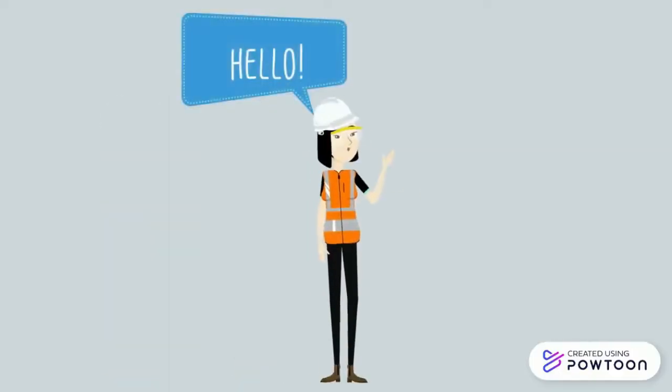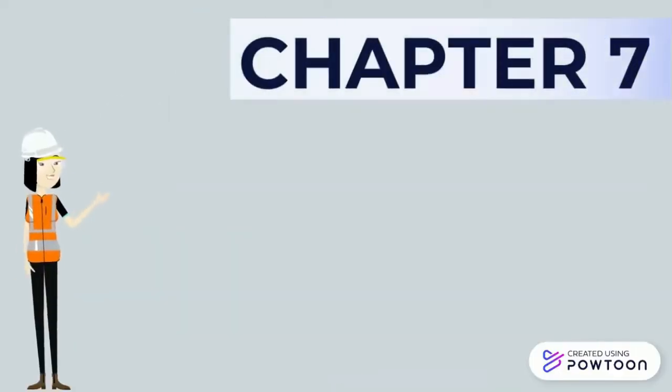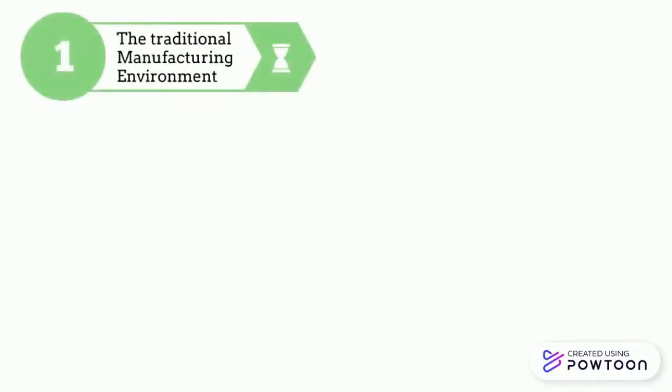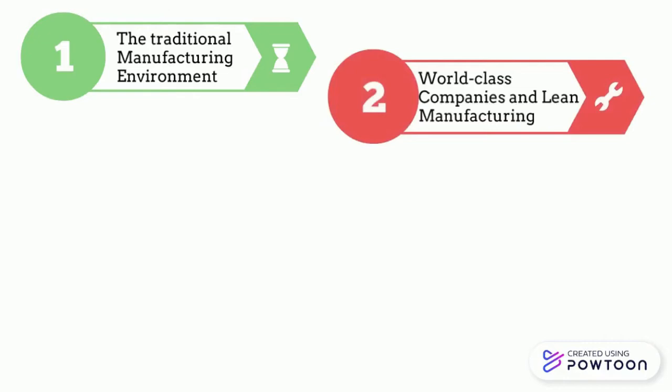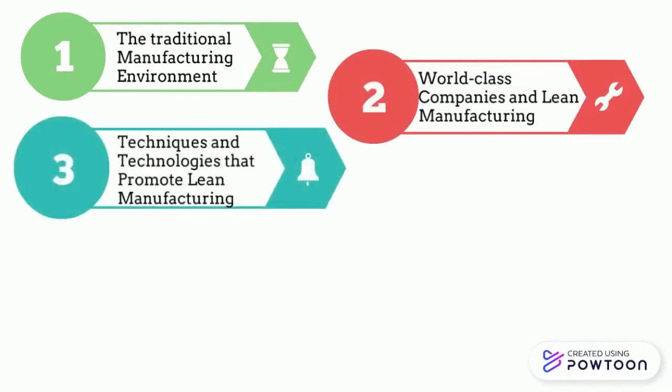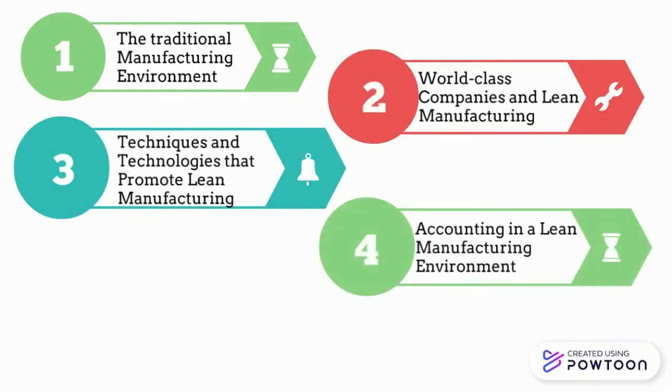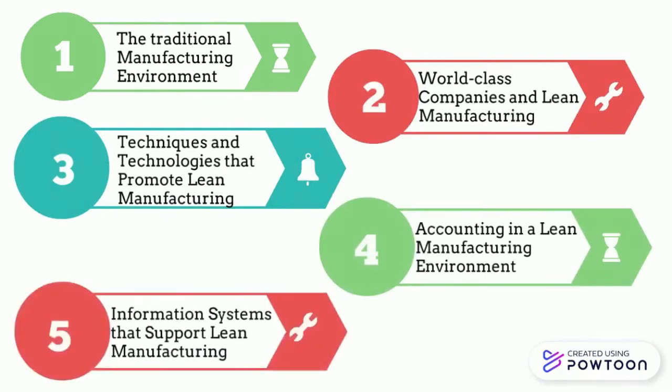In this video, we will be discussing Chapter 7, the conversion cycle. This includes the traditional manufacturing environment, world-class companies and lean manufacturing, techniques and technologies that promote lean manufacturing, accounting in a lean manufacturing environment, and information systems that support lean manufacturing.